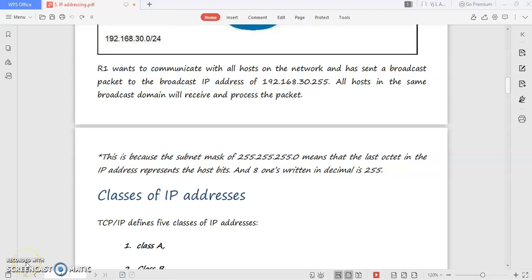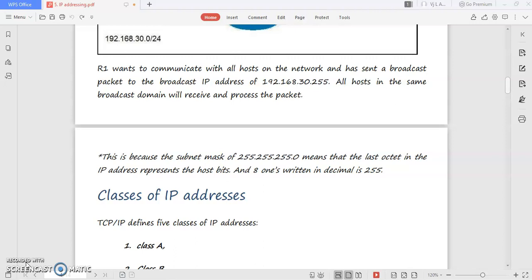An example of the types of IP addresses. What we've discussed is about the unicast, the multicast, and the broadcast. So from the three types of IP addresses, we tackle about the different IP addresses. Those IP addresses have different classes.